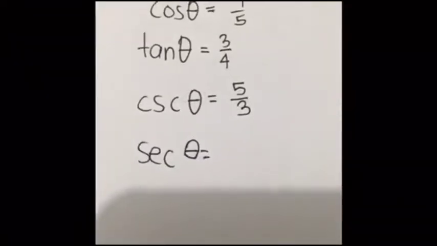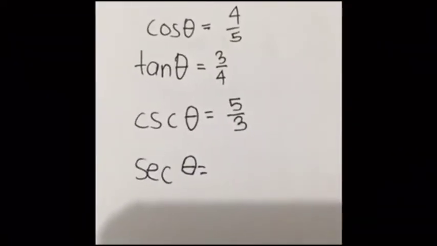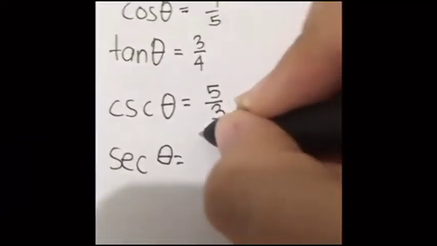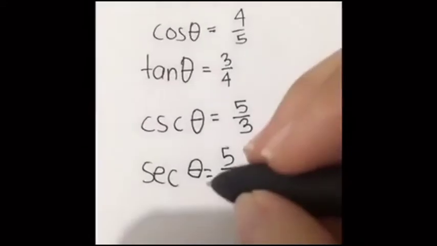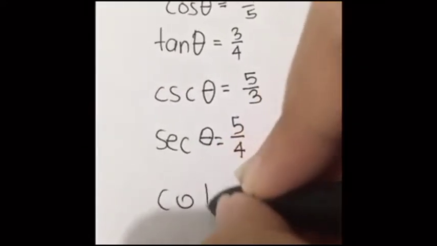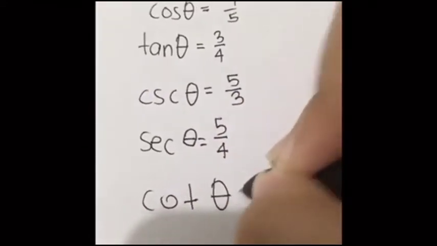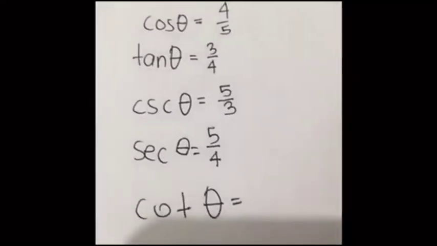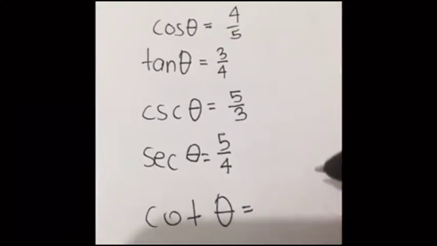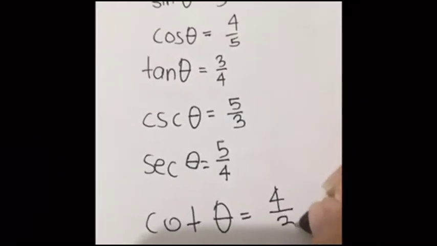Our secant would be the reciprocal of cosine. So it is 5/4. And lastly, our cotangent is the reciprocal of tangent. So our cotangent would be 4/3.